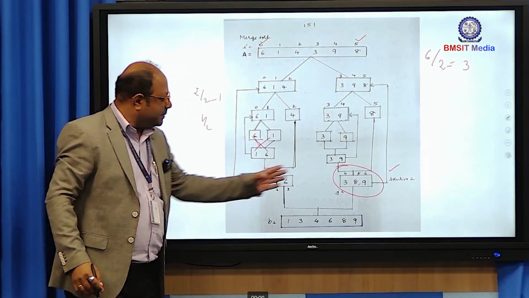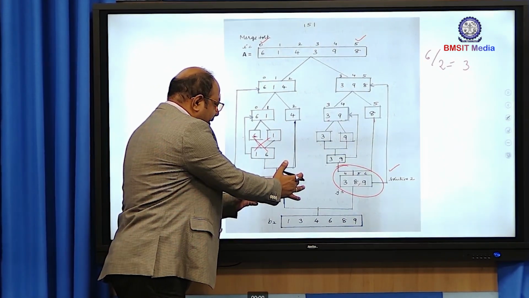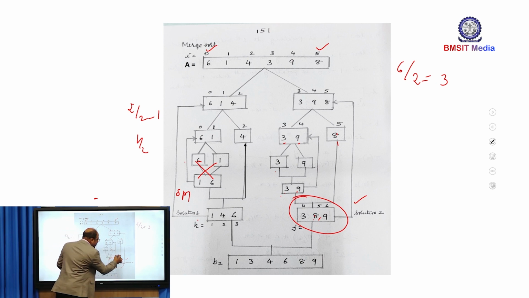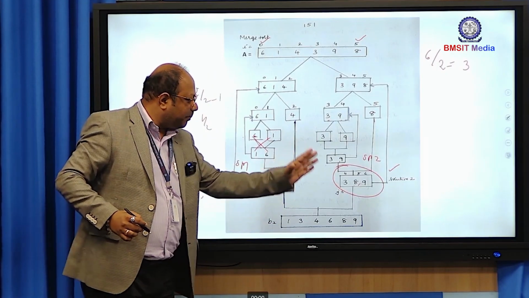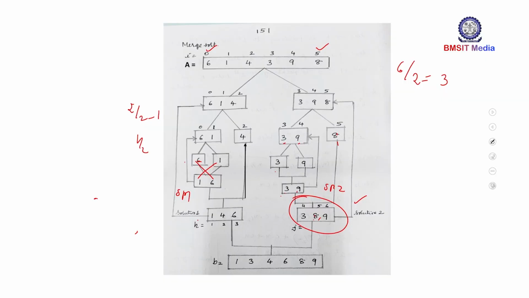Again, if you see from these particular elements, although the elements are sorted in this sub-solution 1 and sub-solution 2, they are not completely sorted. So this will be the final array, the auxiliary array. This auxiliary array will have the final sorted elements.